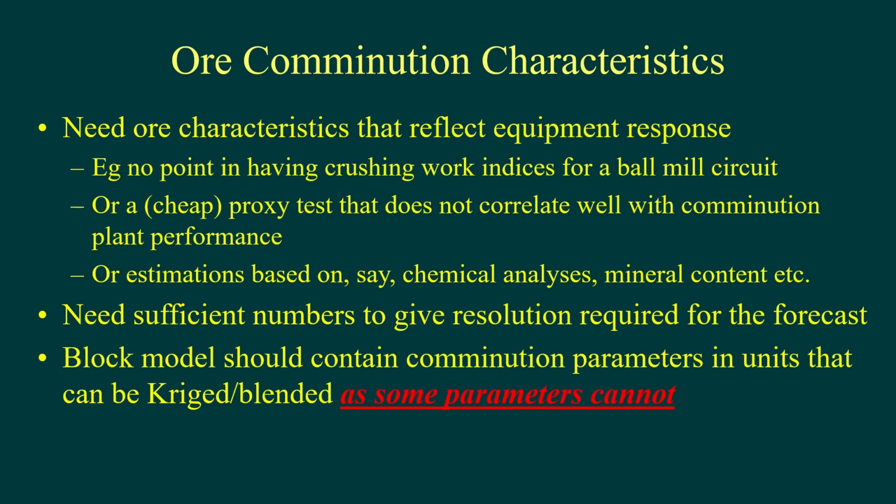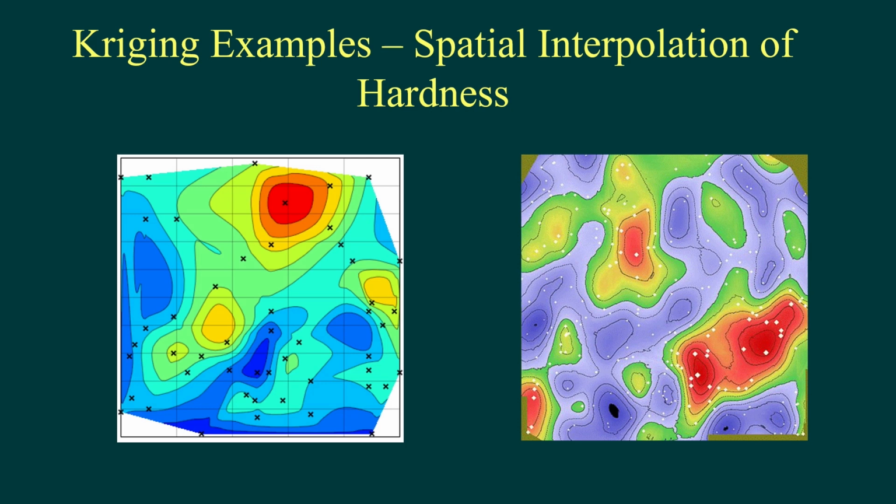We've also talked before in a previous masterclass about numbers of tests so that you can have sufficient resolution required for your forecast. So that's also something that you need to be mindful of. And last but not least, whatever comminution parameters you have in your block model, they have to have units that are able to be Kriged or blended. And the reason I mention that is that some parameters cannot be Kriged or blended, and you need to be aware of that.